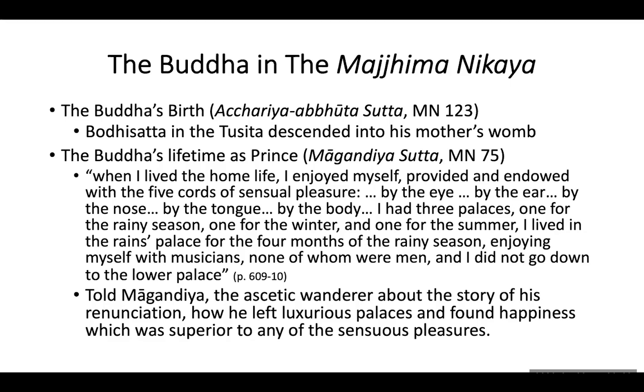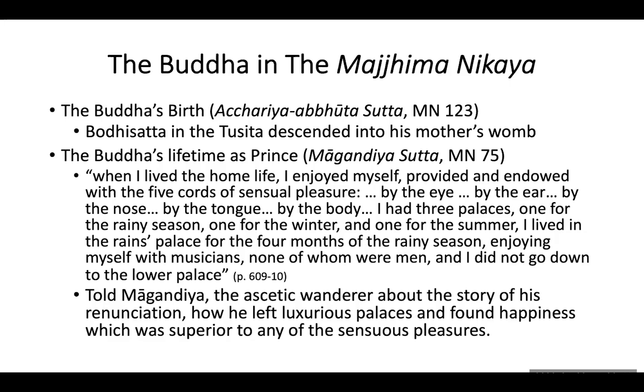Another sutta, named Magandiya Sutta, which is Majjhima Nikaya 75, describes the Buddha's lifetime as a prince. In Magandiya Sutta, there's a paragraph like this: When I lived the home life, I enjoyed myself, provided and endowed with the 5 cords of sensual pleasure.